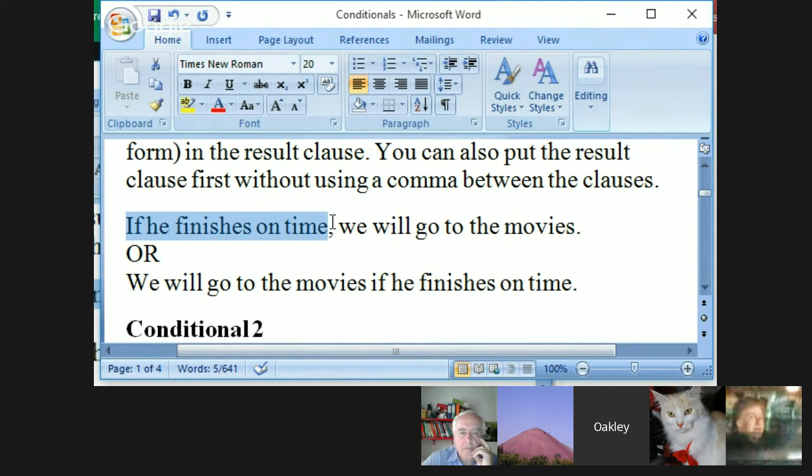Let's pause before we move on to the second conditional and maybe try an exercise to make sure we understand this.